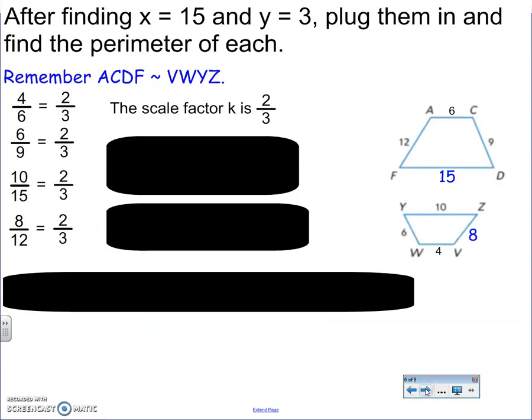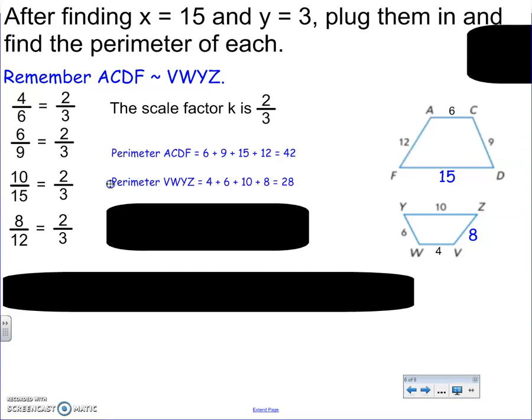Alright. So after finding x is 15, y is 3, let's plug them in and check the perimeter. Also remember, ACDF is similar to the other figure. Remember the 4 over 6 makes 2 over 3 reduced, 6 over 9 makes 2 over 3 reduced, 10 over 15 makes 2 over 3 reduced, 8 over 12 makes 2 over 3 reduced. The scale factor K is 2 over 3.